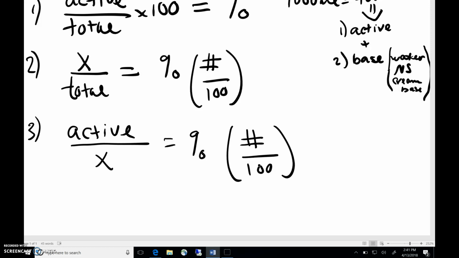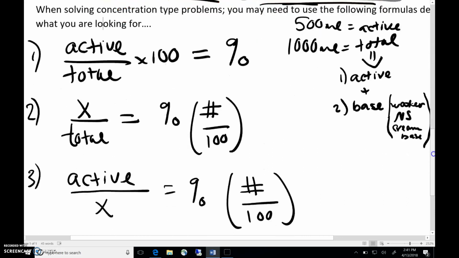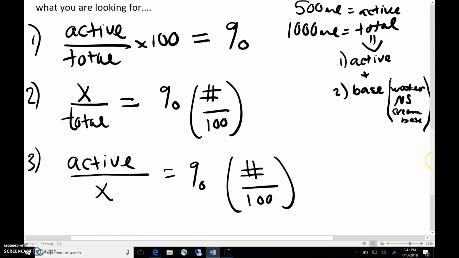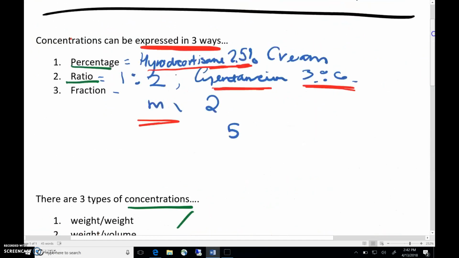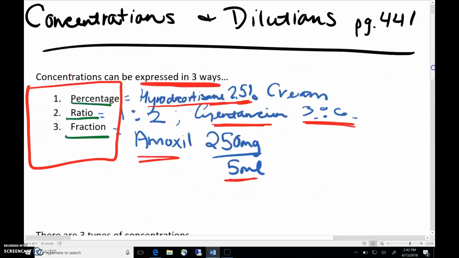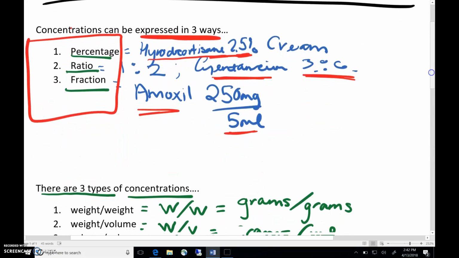So again, I want to make sure that you understand your components. So let's go back up and look at what we've discussed so far. So far, you know that concentrations can be expressed in three ways. It can be expressed as a percentage, a ratio, or a fraction.